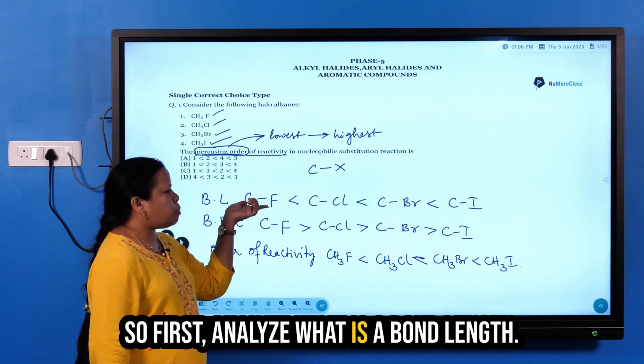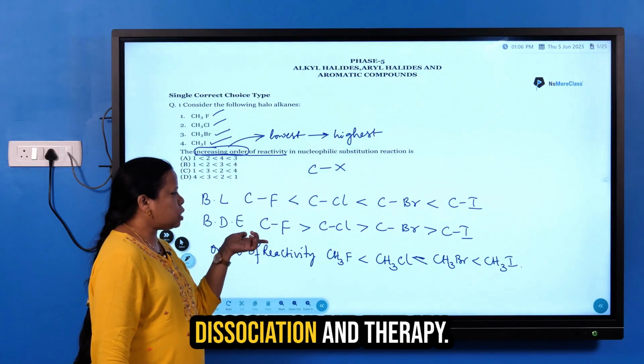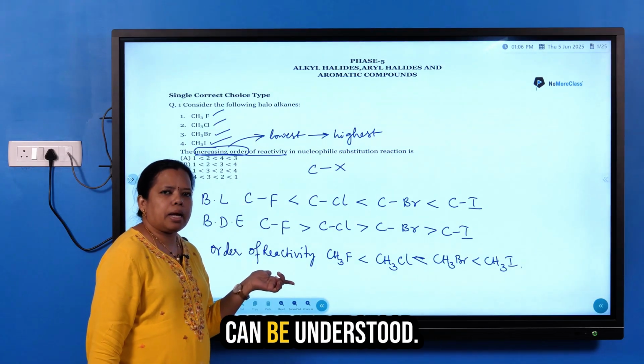So first analyze the bond length. Based on bond length, you will get the bond dissociation enthalpy. Based on that, the reactivity can be understood.